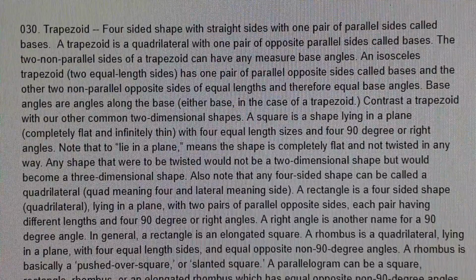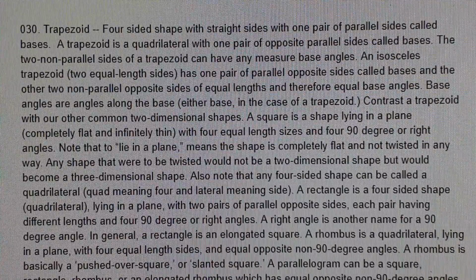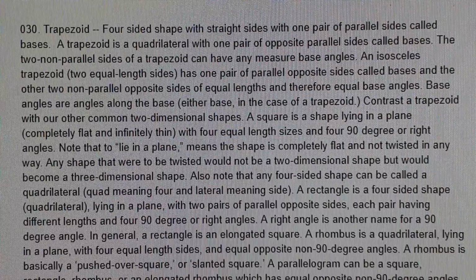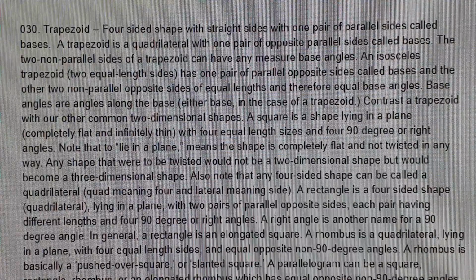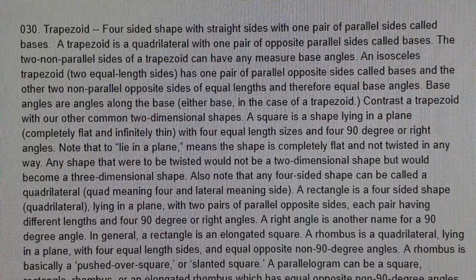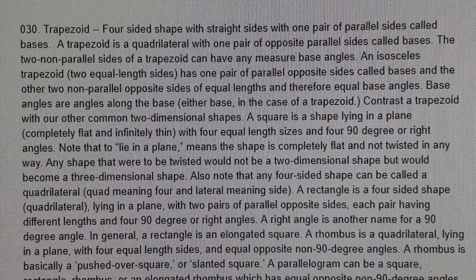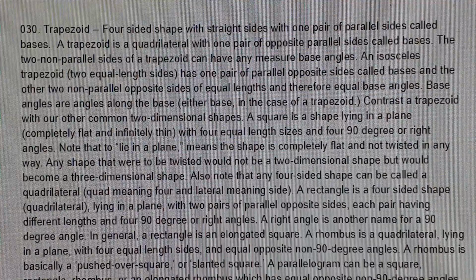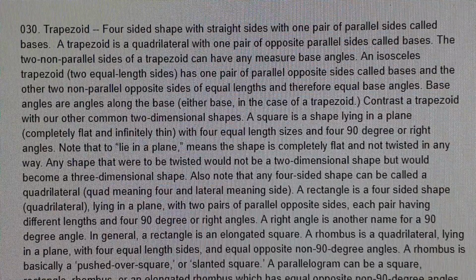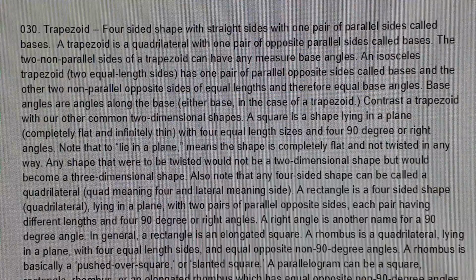A trapezoid is a two-dimensional quadrilateral with one pair of parallel sides called bases and another pair of sides which are not parallel. Antonyms: rectangle. Related words: rectangle, rhombus, parallelogram, quadrilateral.